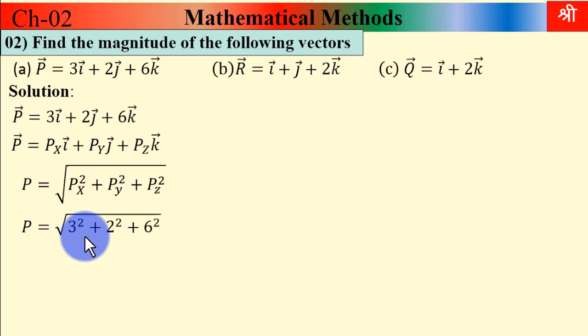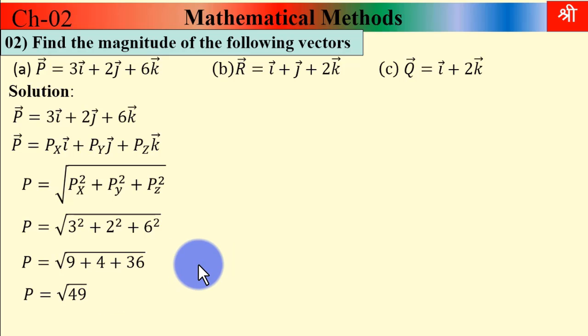Now solve this. 3 square will be 9, 2 square will be 4, 6 square will be 36. 36 plus 4 is 40, 40 plus 9 is 49. So p equal to root 49. Now take the square root, p equal to 7 unit. This is the magnitude of vector p.